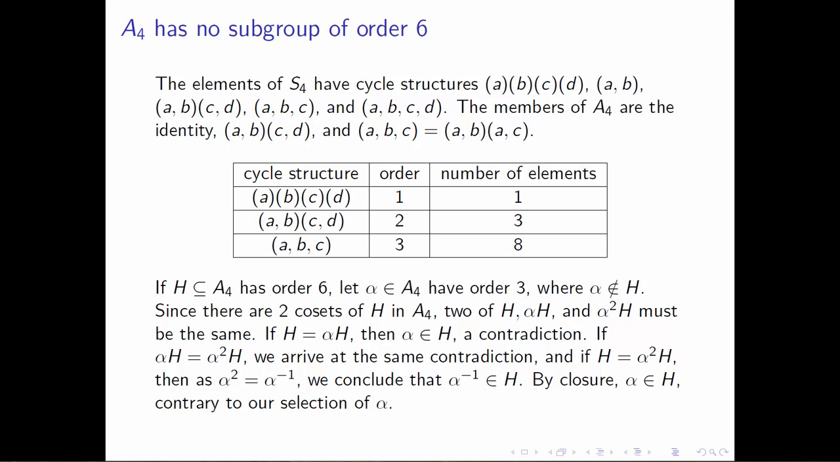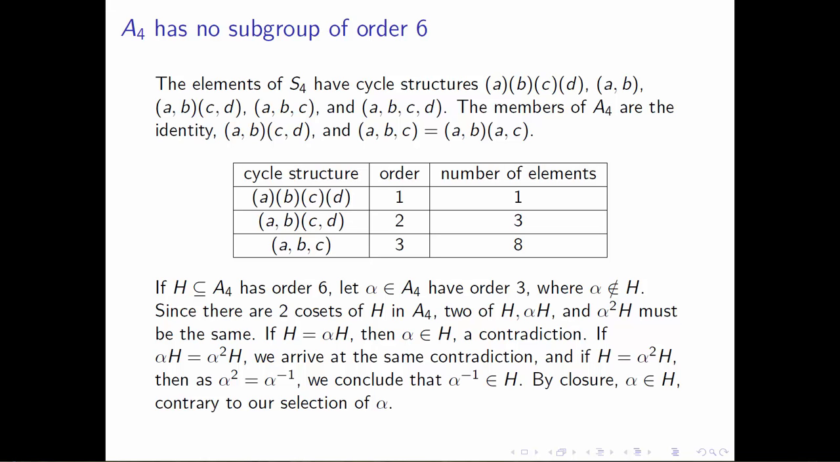Now, what we want to do is pick a permutation alpha inside A4. I don't know what it looks like, but I want alpha to have order 3. It's not a problem. A4 has plenty of elements of order 3. In fact, A4 has 8 elements of order 3. So I can be a little bit more specific in the way that I pick alpha. In fact, I can pick alpha so that it does not belong to this subgroup H.